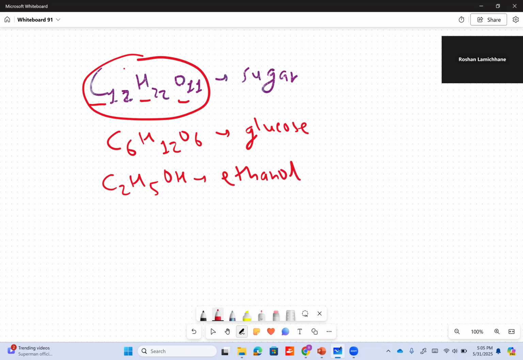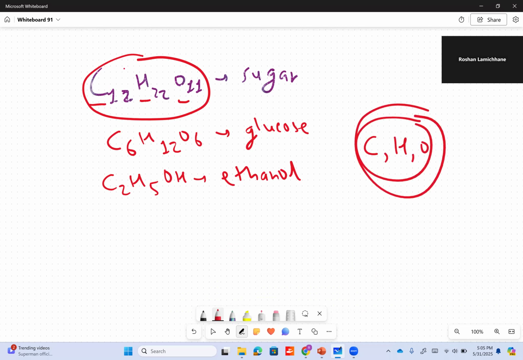So you might start seeing the trend, right? Usually, not all the time, there are exceptions, right? Whenever you have a carbon, hydrogen, and oxygen containing compound, and there isn't any ionic polyatomic ion in there, most of them, generally speaking, will be your non-electrolytes.